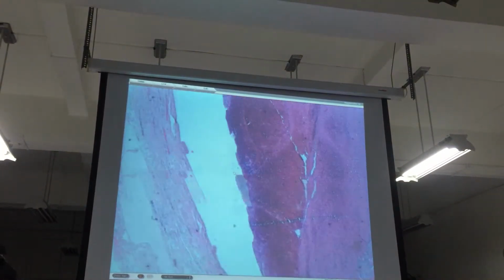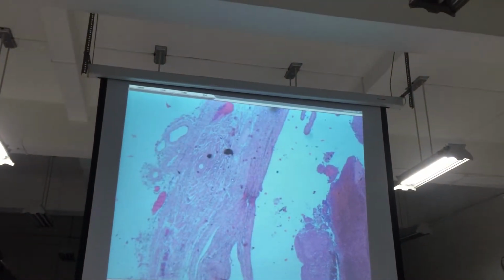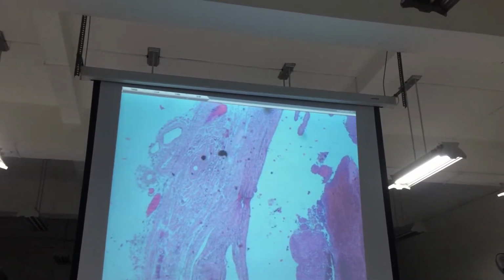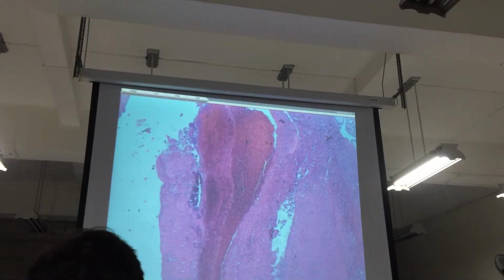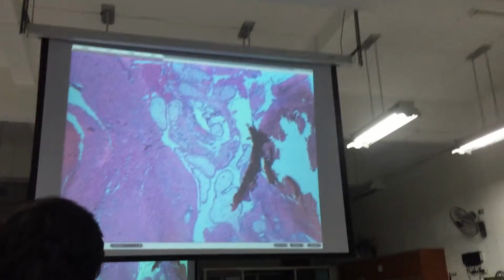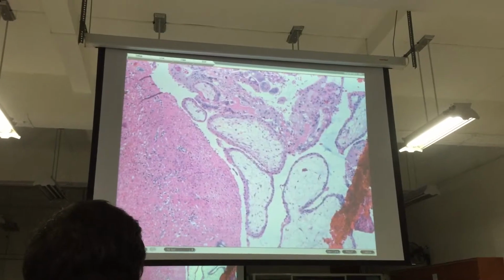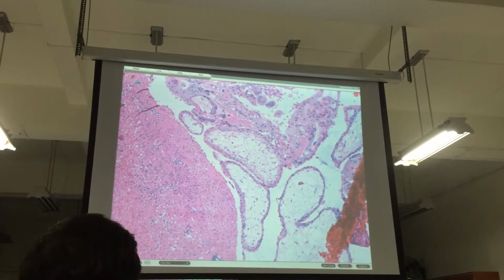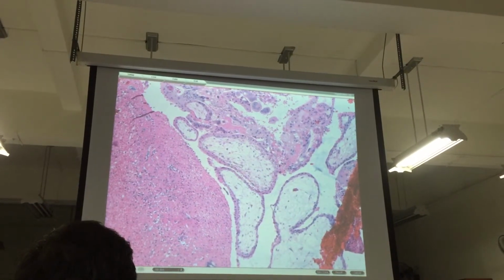The lumen of your fallopian tube is dilated. So the plicae in the mucosa are already flattened. Why is it dilated? Let's look around. You see blood clots here, but what are these structures here? Anybody like to guess what these structures are? These are chorionic villi.